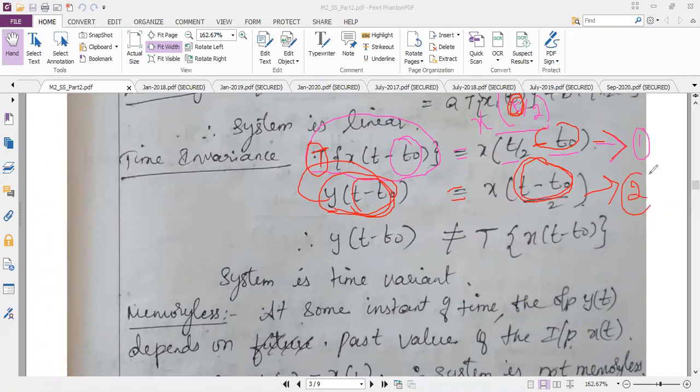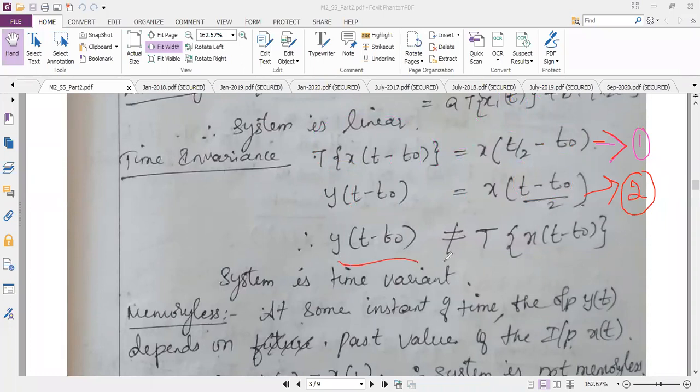Now I want you to just compare it. Are the right hand sides of equation 1 and 2 equal? Is it coming equal? No, ma'am. So if it is not equal, then as per the time invariance property, my y of t minus t naught should be equal to T of x of t minus t naught. Since the right hand sides are not equal, I am writing the left hand sides are also not equal. So instead of writing the given system is time invariant, I can also write it as the given system is time variant.